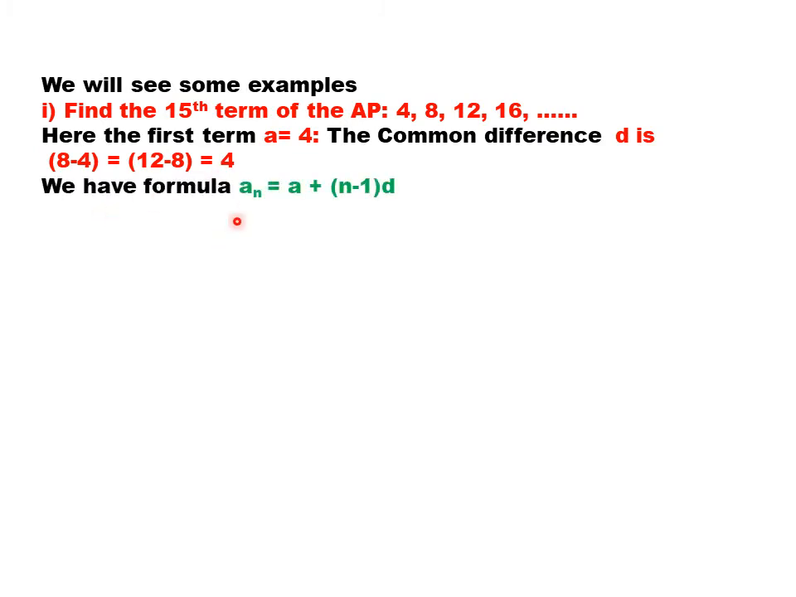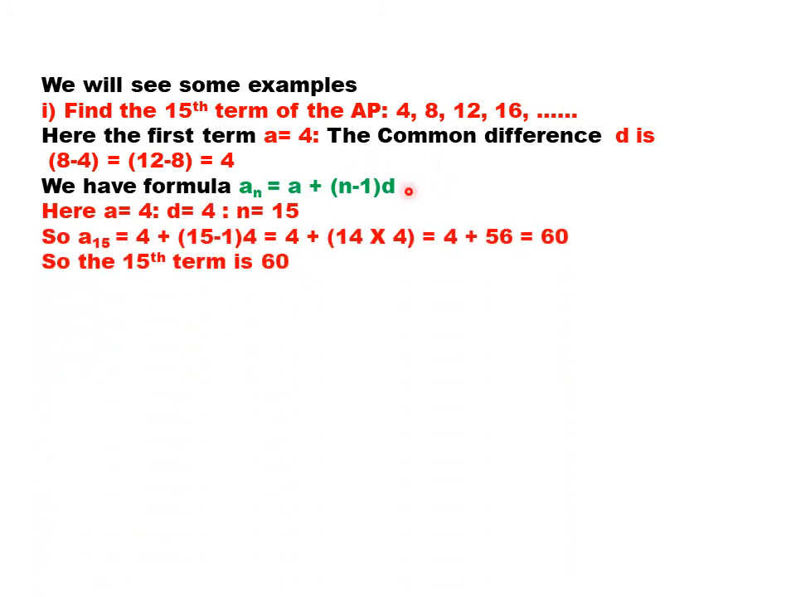So we can find the nth term, an equal to a plus n minus 1 into d. So we have to find the 15th term. So n is equal to 15, a equal to 4, d equal to 4. So using this formula, a15 equal to 4 plus 15 minus 1 into 4, that is 4 plus 14 into 4. 15 minus 1 is 14. That is equal to 4 plus 56. That is equal to 60. So the 15th term is 60. So in this AP 4, 8, 12, 16, if you go on writing, the 15th term will be 60. So if you know the first term and the common difference, we can find the nth term. This is one type of problem.